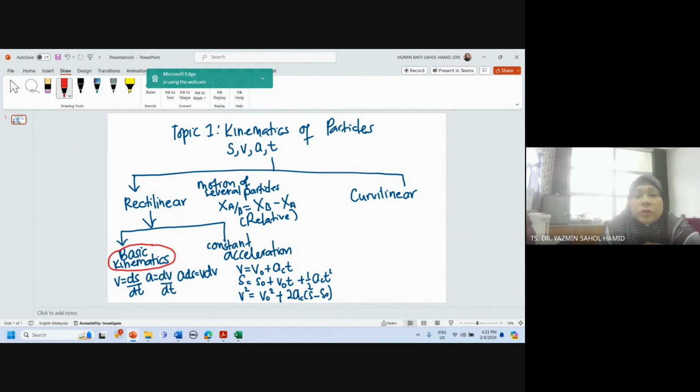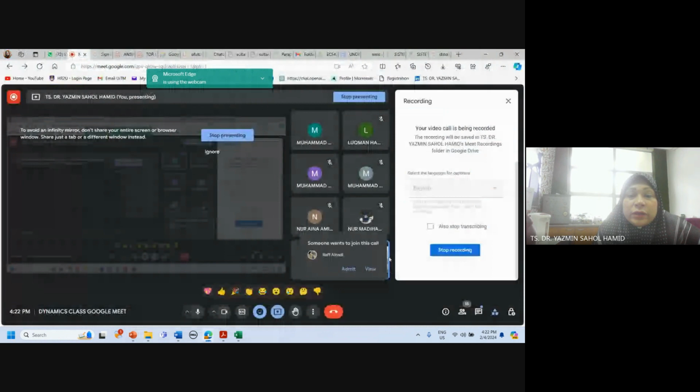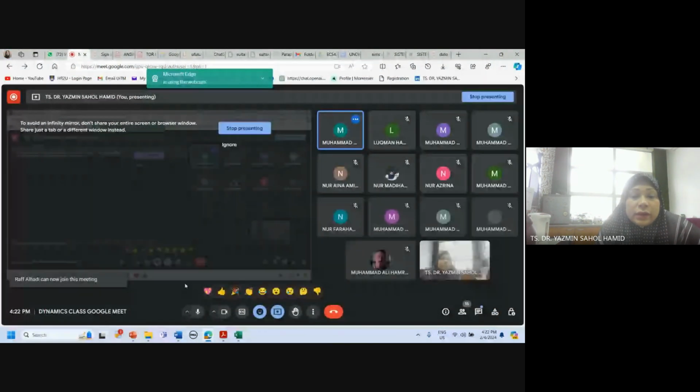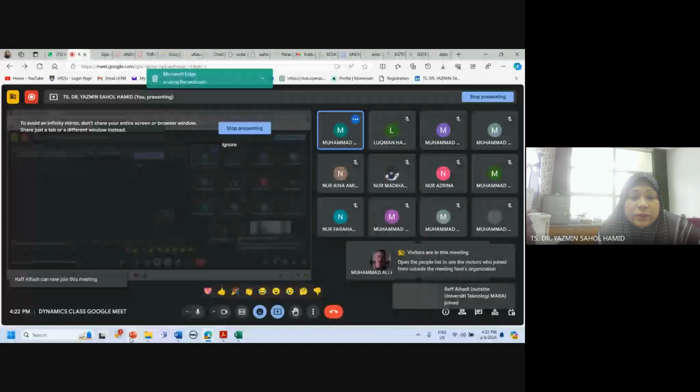So these are the three things that we learn when we study basic rectilinear motion. I'm sure you are already clear about these three. We have also done a number of questions related to it. Is there someone who wants to join? Okay, let's go back here.